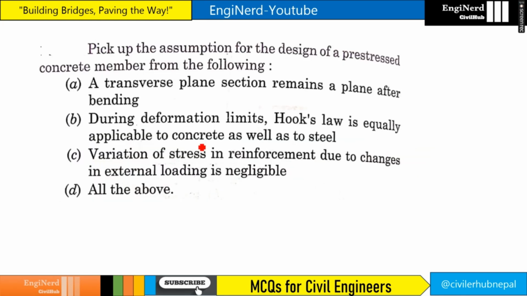Pick out the assumption in the design of a prestressed concrete member from the following. The assumptions given are: a transverse plane section remains a plane after bending. Yes. Within deformation limits, Hooke's law is equally applicable to concrete as well as steel. Yes.